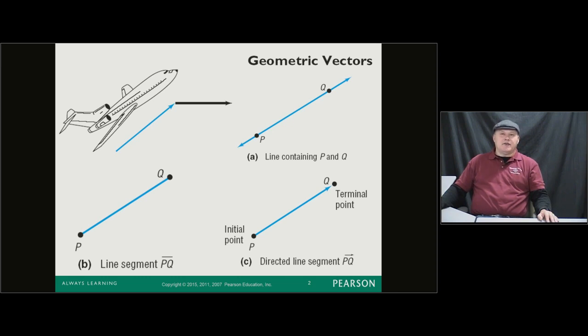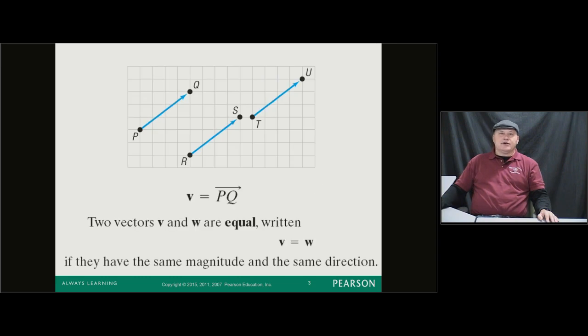Now, point P is called the initial point. The point Q is called the terminal point. If the initial point was Q and not P, then the arrow would be pointing in the other direction. So those are geometric vectors. So let's look at a vector PQ.